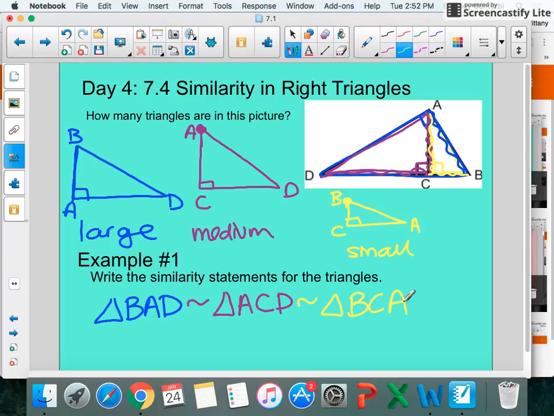The hard part is that there are so many different letters, because they're the same letters, but they're all mixed up. So what you just have to remember is to start in the same spot. Make a little note for yourself: start in the same spot when you're doing the similarity statement.